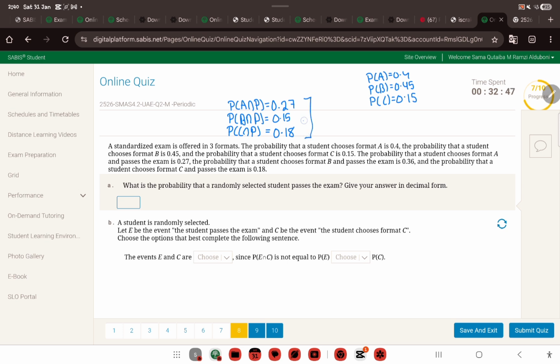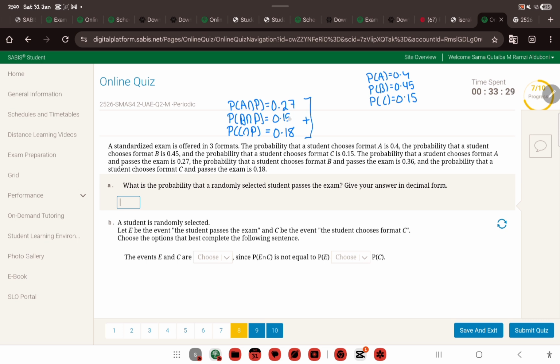So we simply add all of these probabilities. There's only 3 cases in which the student can pass. It can either be an A, B, or C. So if we sum up the probabilities in which he participates in A and passes, and B and passes, and C and passes, we get the probability that he passes the exam in general. So it's a bit confusing, but if we understand it, it's very, very easy. So we get 0.6 after adding them all.